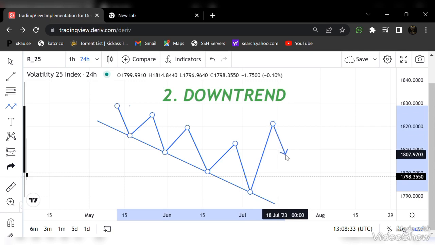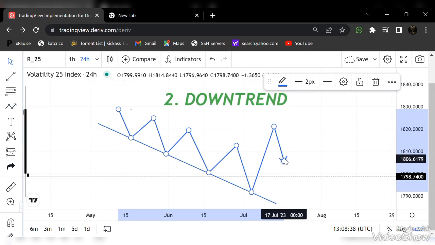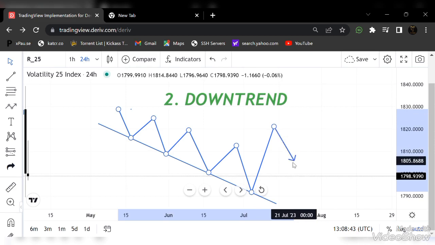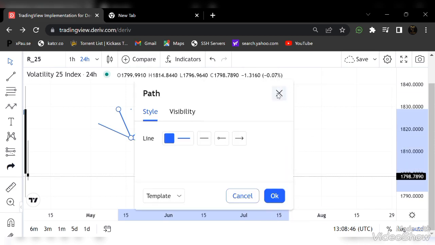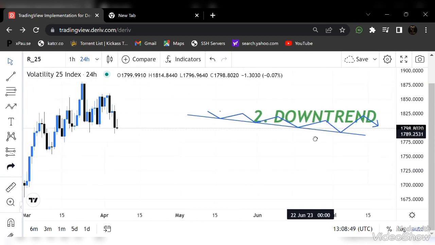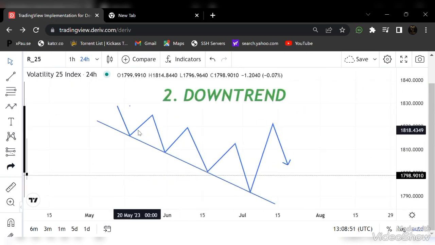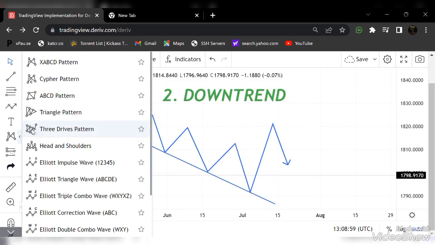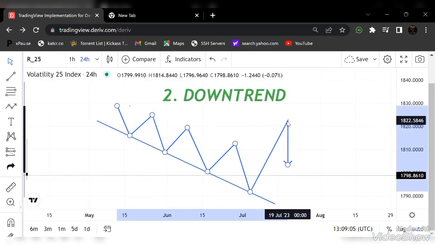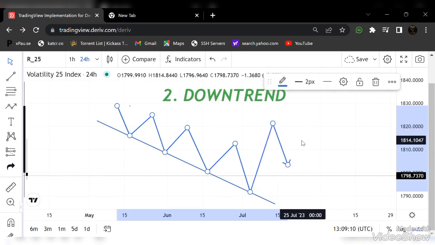So the market might also create a new high right here, and then actually go up. So that's how you would identify an uptrend and a possible reversal in the market direction, right?